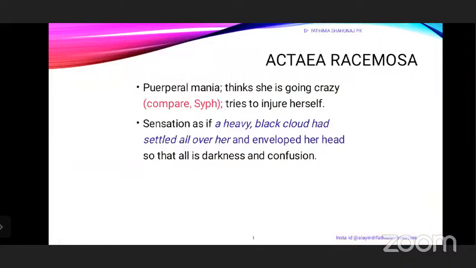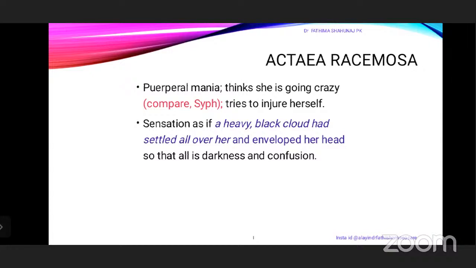Next, we are going to see each and every drug with the comparison and important symptoms. So now we are going to see Actea racemosa. In Actea racemosa, the patient will have puerperal mania and thinks she is going crazy. This symptom, that she is going crazy, is compared with Cenchris. What the patient feels in Cenchris is a sensation as if going insane. So this is the comparison. In Actea racemosa, she thinks she is going crazy, and in Cenchris the person will have the sensation as if going insane. So these are the comparative symptoms, and she tries to injure herself.